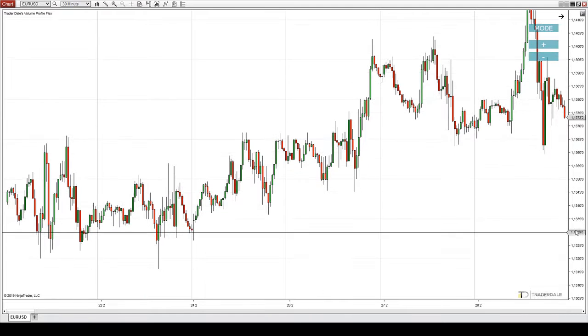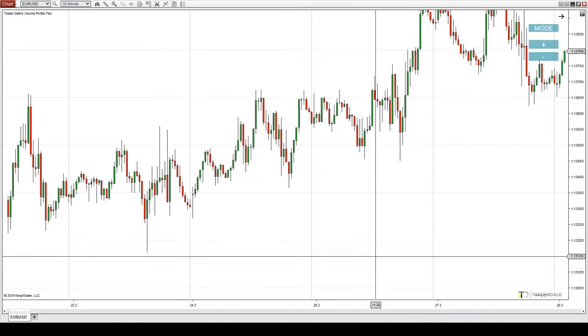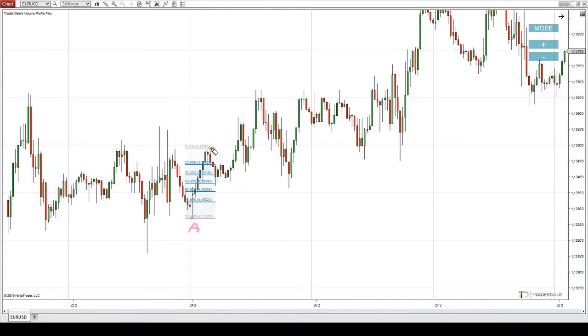Now another one is very close. Let me zoom it a bit for you so you can see better. A, B, below 50% is C, and this line is at a D. I'm not sure if the price actually hit the level. Maybe it would be a missing trade. Yeah, it seems like the price missed the level.